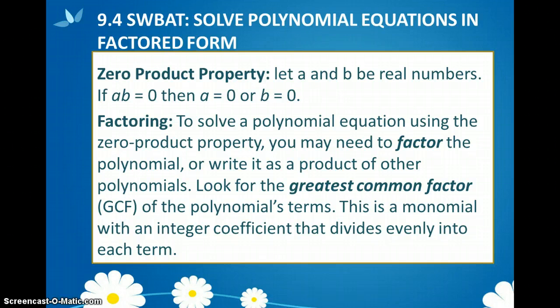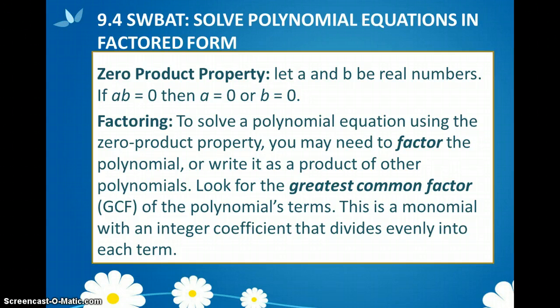It says let A and B be real numbers. If A times B equals 0, then either A is equal to 0 or B equals 0. A times B. So if I'm telling you two numbers, when you multiply them, you get 0, then that means that one or both of them would have to be 0. It'll make a little bit more sense once we get to some examples.